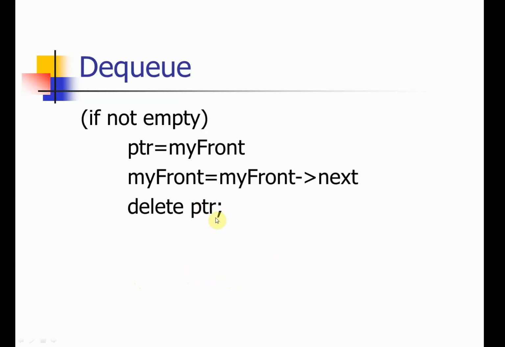For the dequeue, as long as the queue is not empty, the first element, which is pointed to by front, is the element I want to delete, which is the dequeue operation. So we have PTR equal to my front, and then make my front go to the second item. So my front equals my front's next, and then free the space, as simple as that.